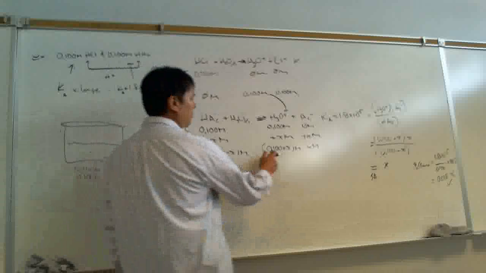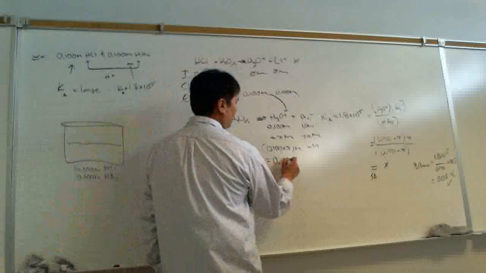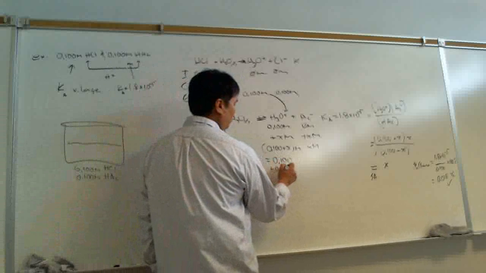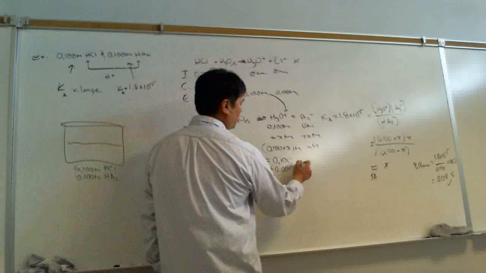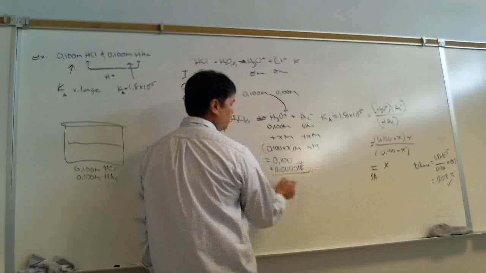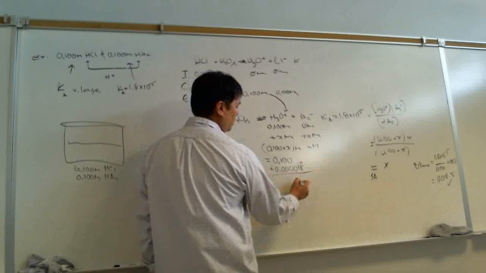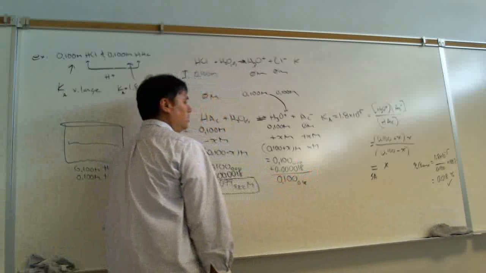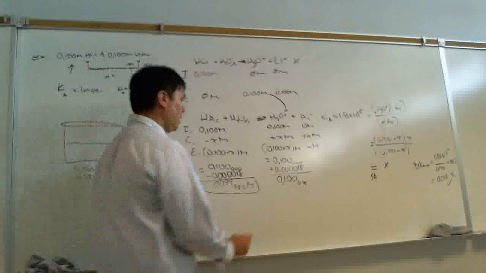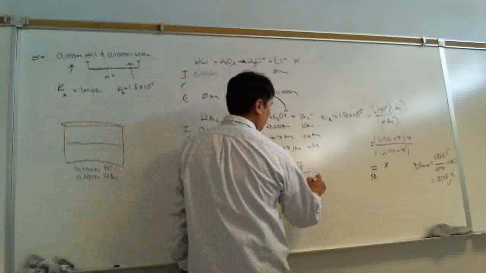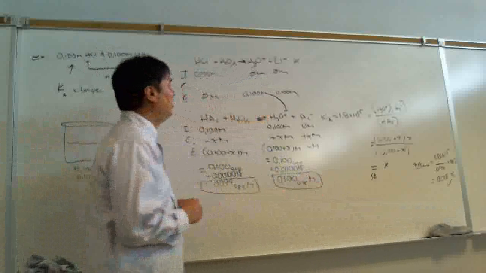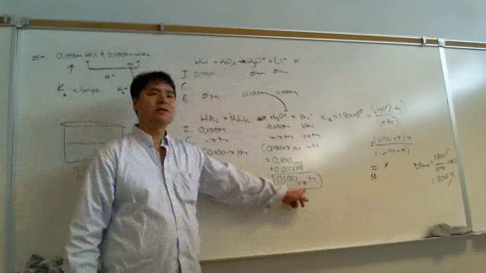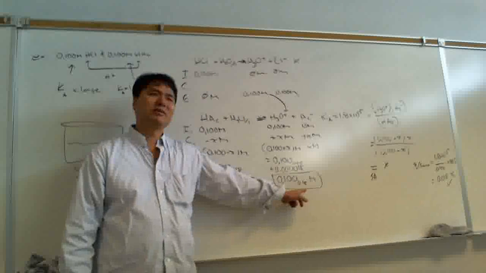Okay, 0.100 plus x, this is going to be 0.100 plus 0.000018, so 0.100018 molar. Now, was much additional hydronium generated? Was a significant quantity? No.